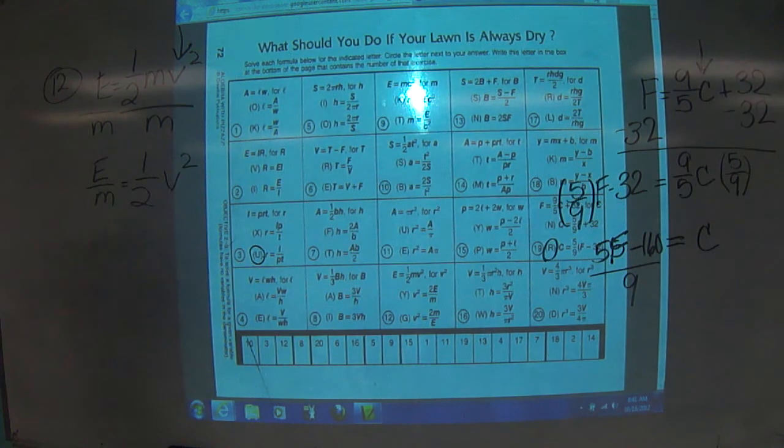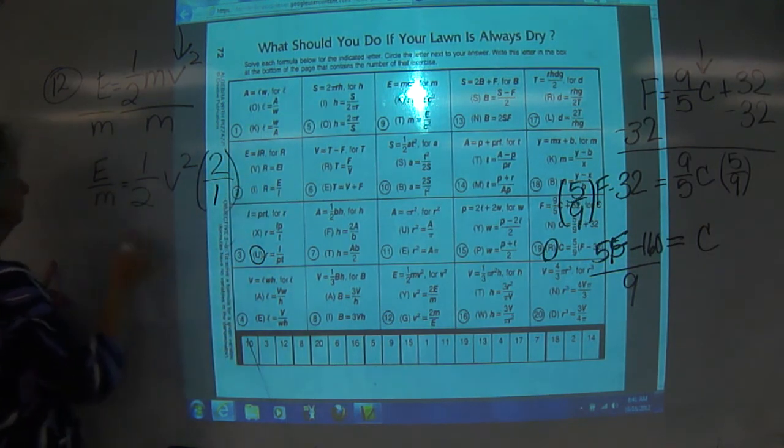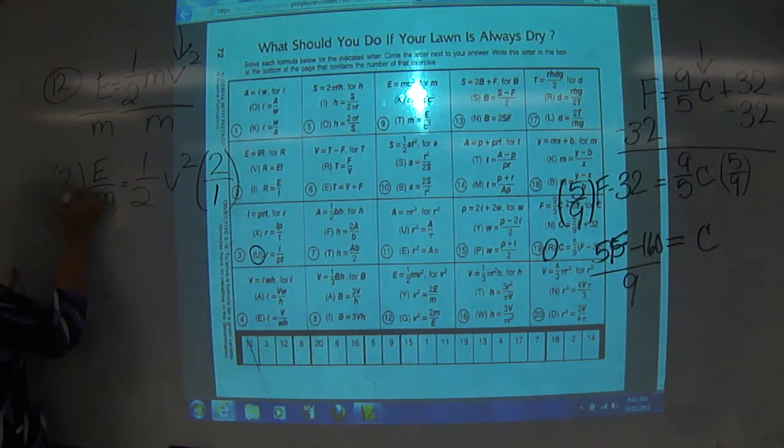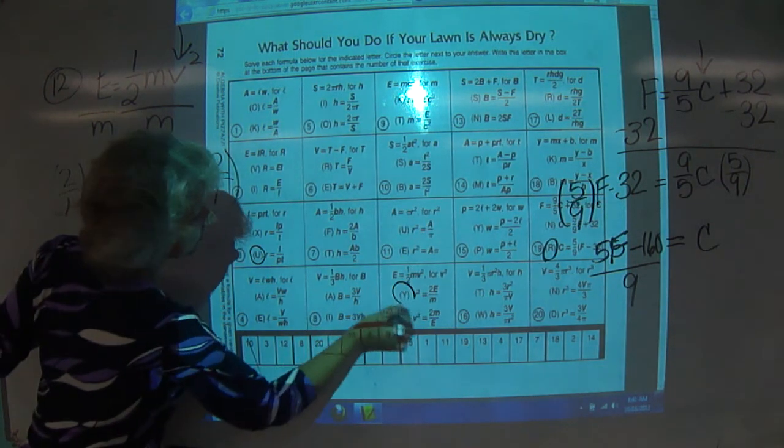What are we going to do? We're going to flip the card, right? And multiply both sides by 2 over 1. Good. 2 over 1. So 2E over m, we don't have to write the 1, equals v squared. 2E over m equals v squared.